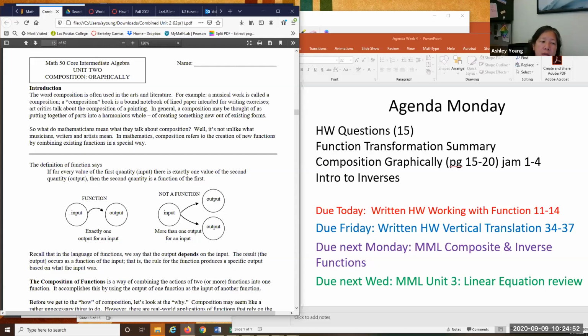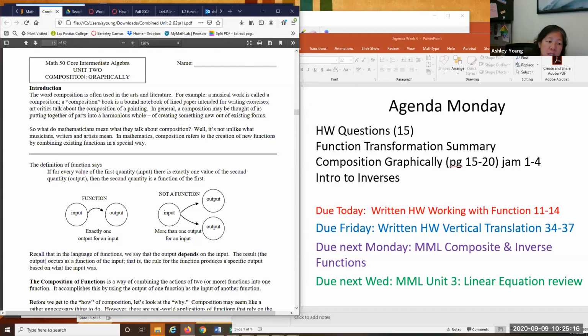So what do mathematicians mean when they talk about composition? Well, it's not unlike what musicians, writers, and artists mean. In mathematics, composition refers to the creation of new functions by combining existing functions in a special way. Right. So composition is when we take existing functions and put them together to create something like a machine, something more useful for us.